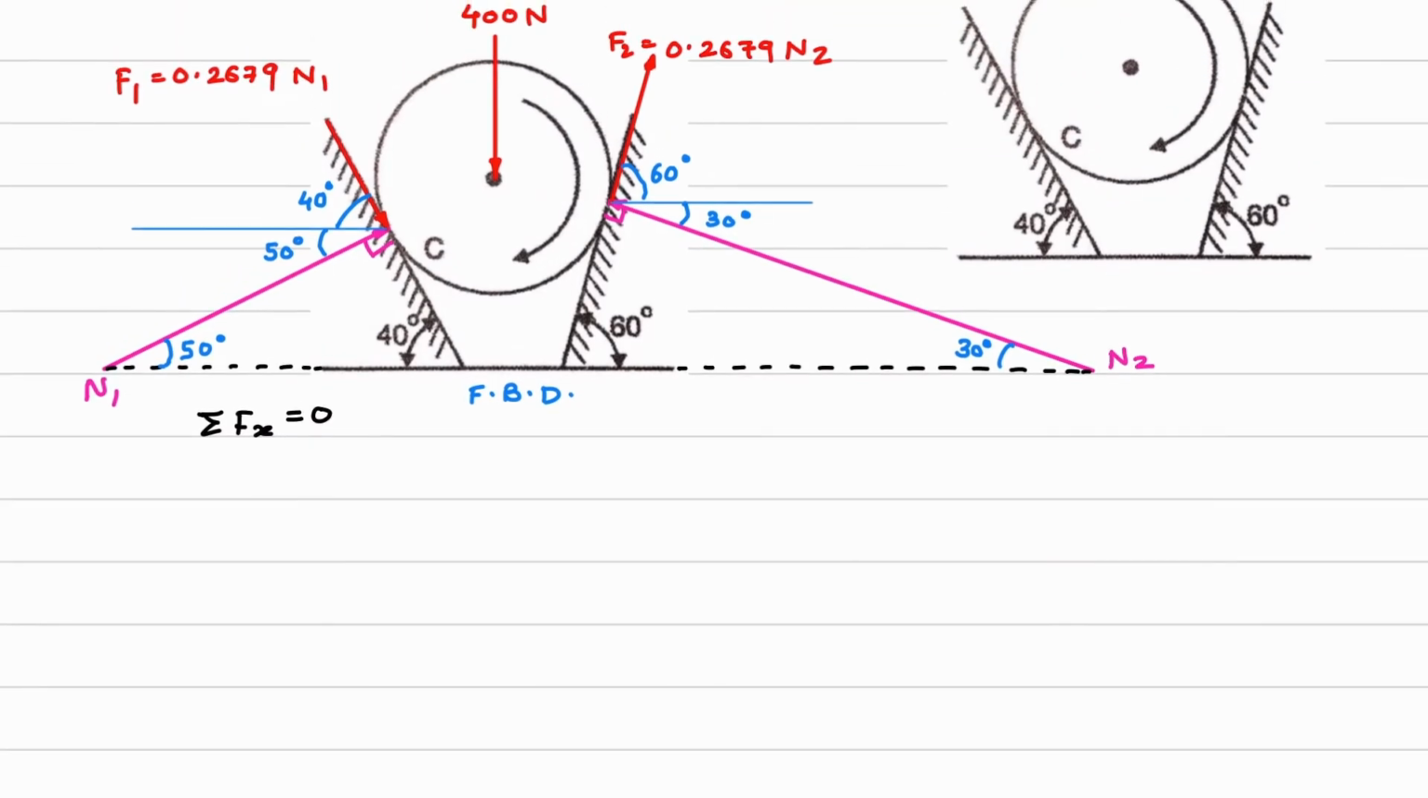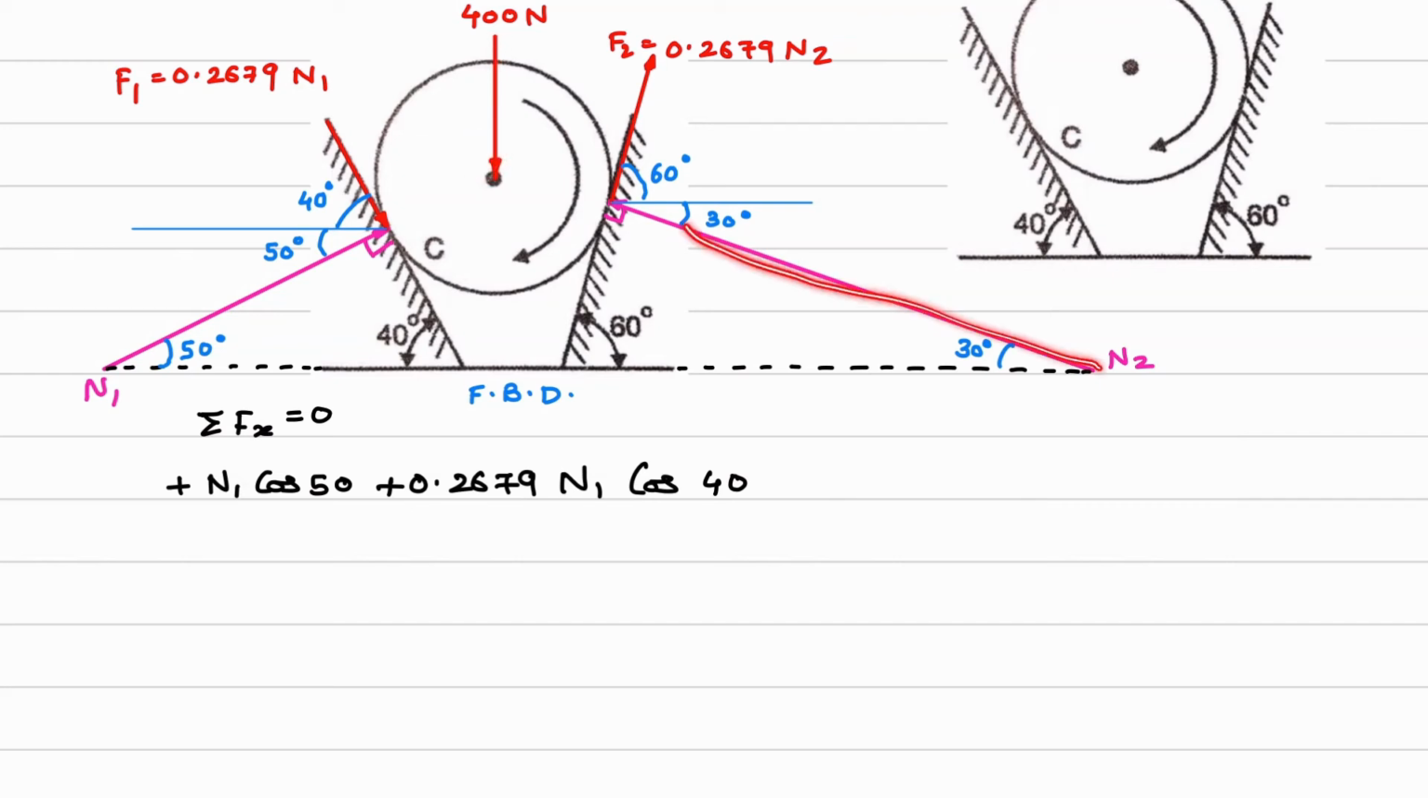Okay, so x component of N1, it will be towards right. And angle is with respect to x-axis, so it will be cos component. So plus N1 cos 50. Then friction force x component, it is towards right. So plus 0.2679 into N1 cos 40. Then weight is vertical, so it won't have x component.